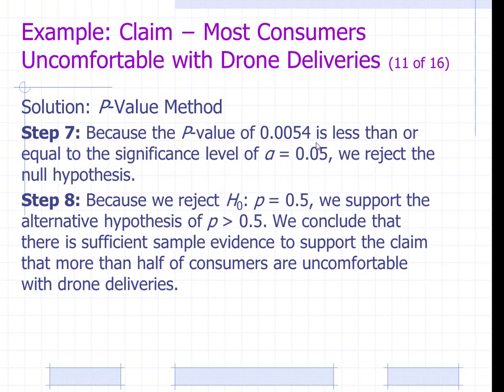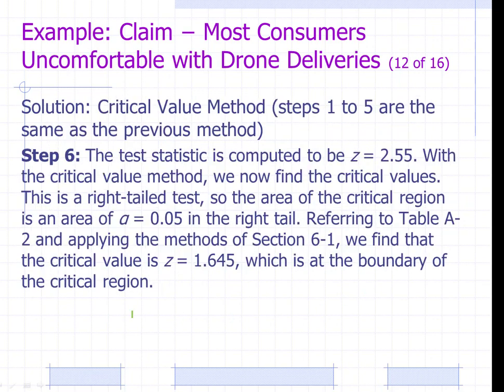Our p-value is less than alpha. Because that's true, we can reject the null hypothesis. And so we can say, and here is our summary, we conclude there is sufficient evidence to support the claim that more than half of consumers are uncomfortable with drone deliveries.